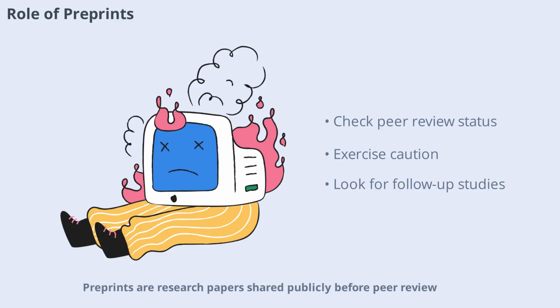Preprints are research papers shared publicly before peer review. They allow rapid dissemination of findings but may not have undergone rigorous quality checks. When analyzing conclusions from preprints, exercise extra caution and look for subsequent peer-reviewed publications to confirm the findings.